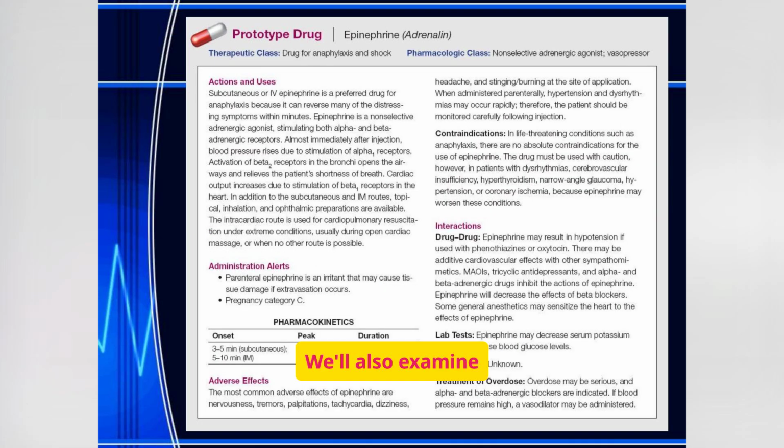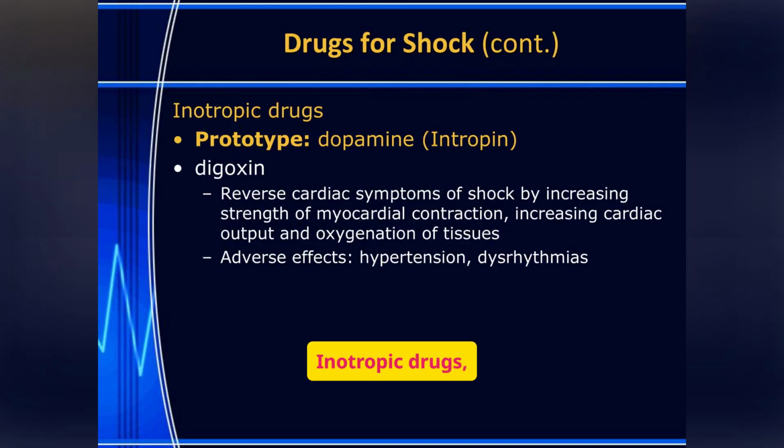We'll also examine epinephrine, including its actions, uses, and potential adverse effects. Epinephrine is used in cardiac arrest, anaphylaxis, and severe asthma attacks. It's fast-acting and life-saving. Side effects include tremors, anxiety, hypertension, and palpitations. 1 mg IV push every 3-5 minutes during a code. Know it, practice it. Inotropic drugs, such as dopamine and digoxin, increase the strength of myocardial contraction.